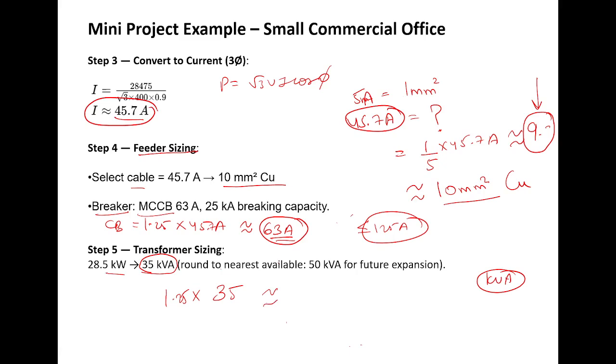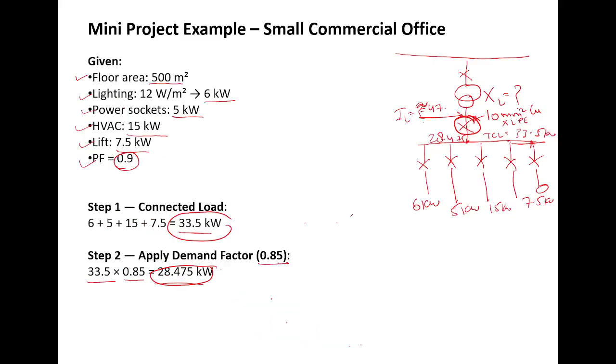1.25 into 35. You will get 43.75, approximately 44 kVA. But it is not available in the market. The nearby size will be around a 50 kVA transformer. So this is the transformer that you can use for your building. For this, it will be your 50 kVA transformer.